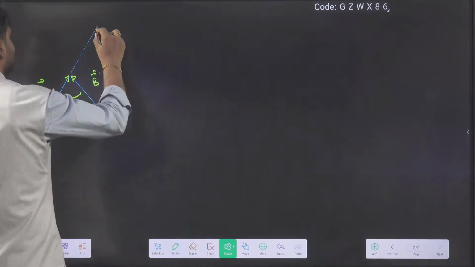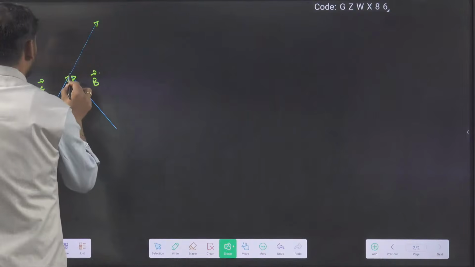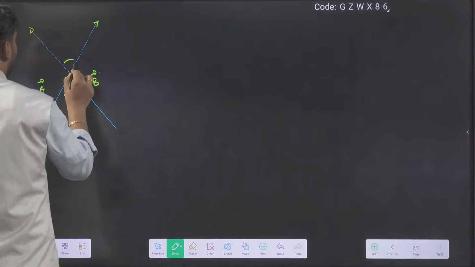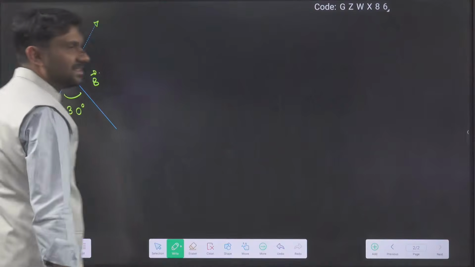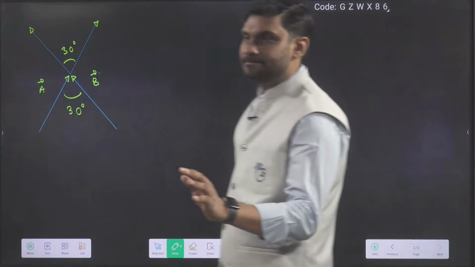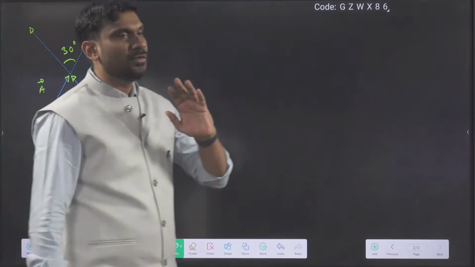Extend it. So this has become A vector. This has become B vector. The same angle is the alternative angle. We get 30 degree only. Yeah, easy. Job done. Clear now, everyone? Shall we move on now?